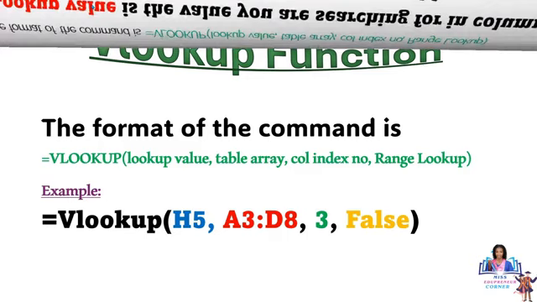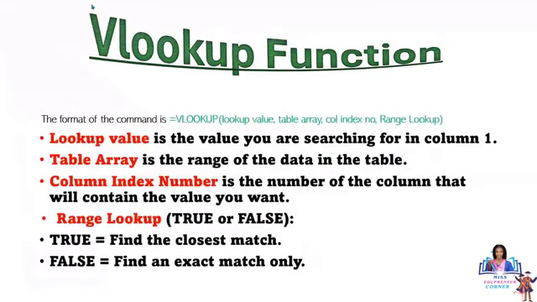So the lookup value is the value you are searching for in column 1. So the value you are searching for in the first column, that's the lookup value. The table array is the range of the data in the table. So remember the range, it is a group of cells in a spreadsheet that has been selected or highlighted. The column index number is the number of the column that will contain the value you want.